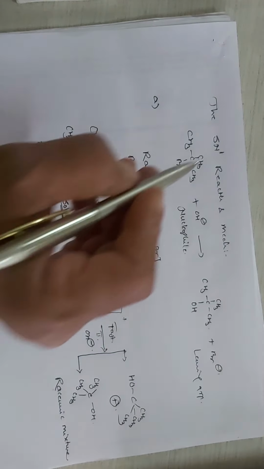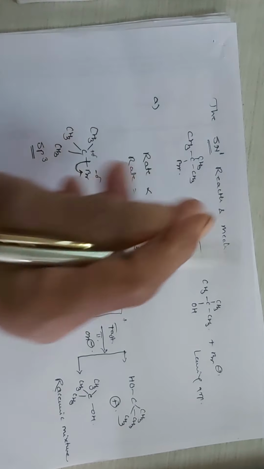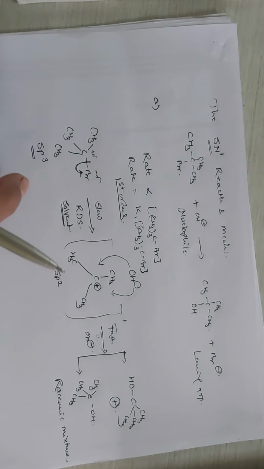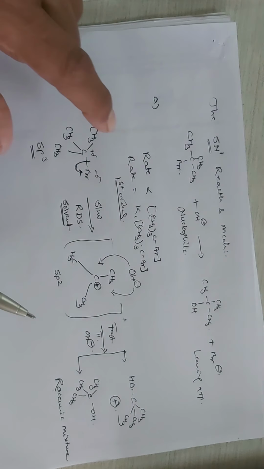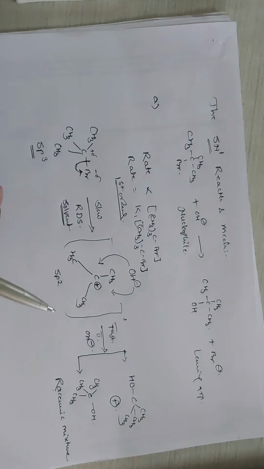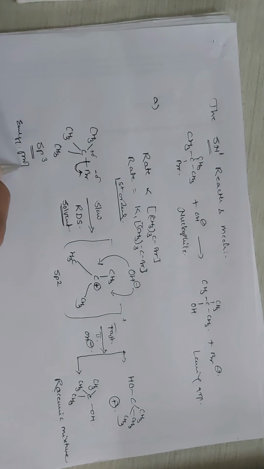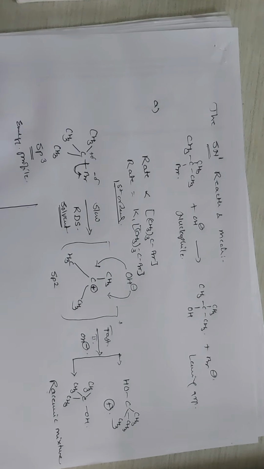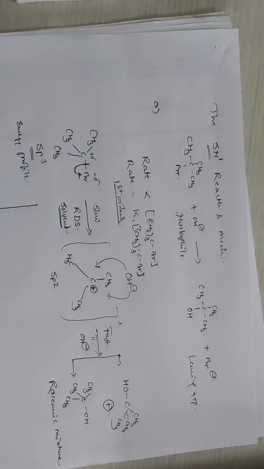Why is it called SN1? Because substitution nucleophilic unimolecular means in the rate determining step only one molecule is involved, and that is your (CH3)3CBr, that is the tertiary butyl bromide. And so at last, this was the proposed mechanism. Then what is the energy profile diagram? In the energy profile diagram of this reaction, we get two types of transition states.